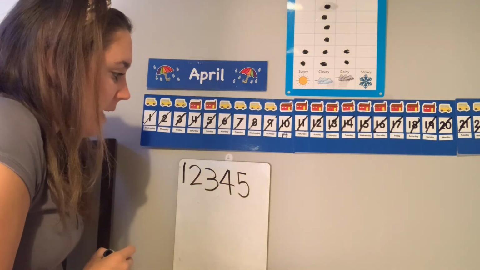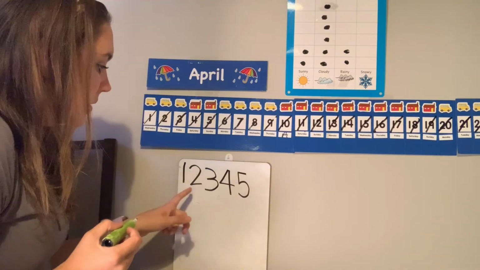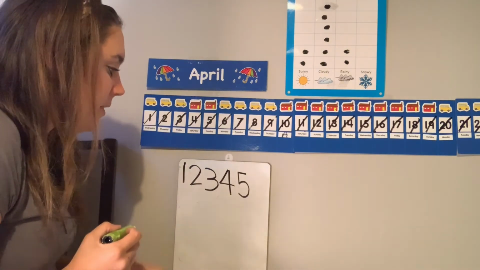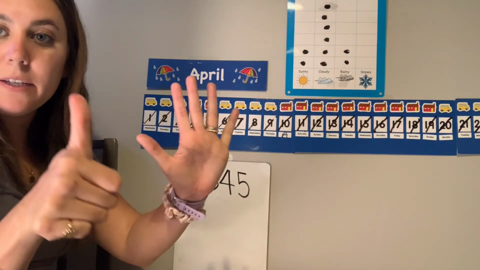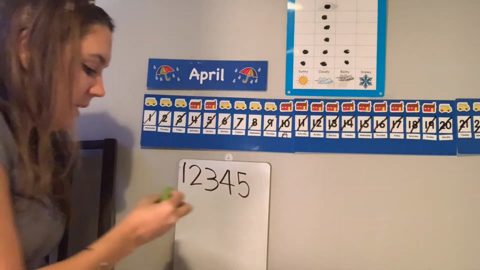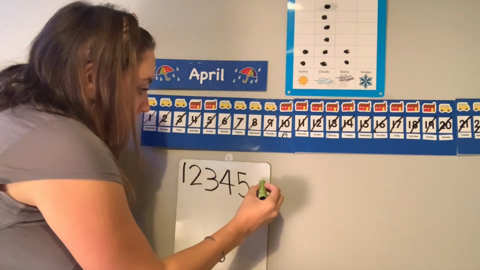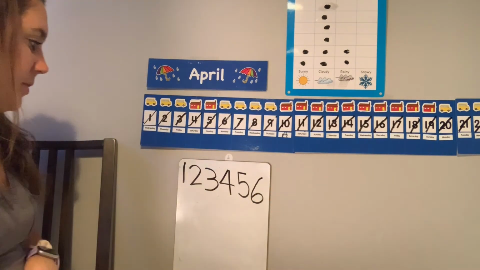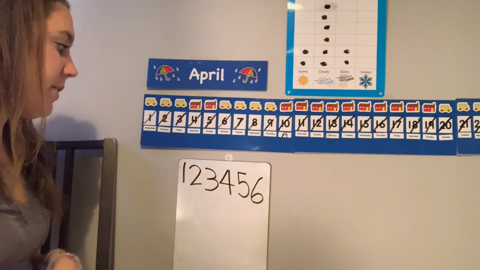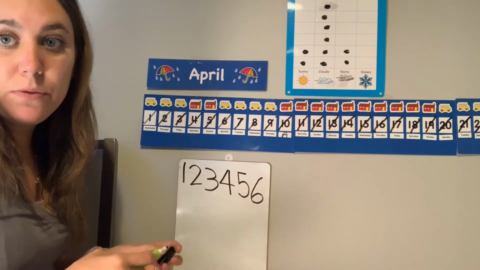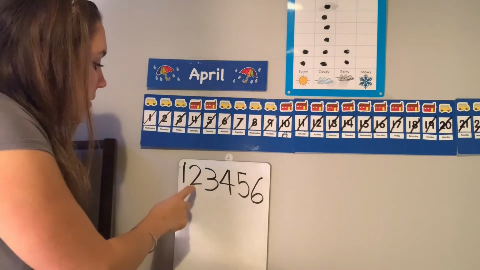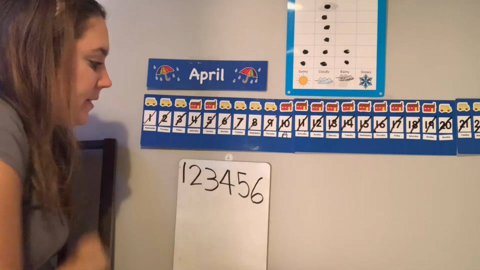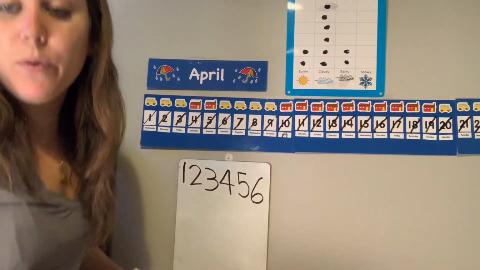And then what's our last number that we learned? 1, 2, 3, 4, 5, 6. Show me 6. Let's practice our 6. Around, curve up, close. Those are all the numbers that we have practiced so far. Okay? 1, 2, 3, 4, 5, 6.